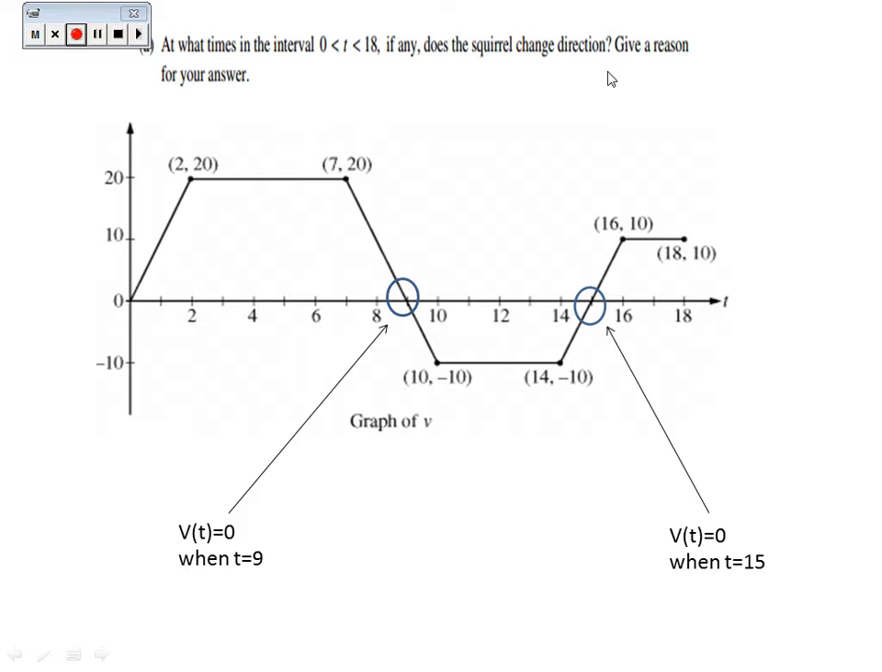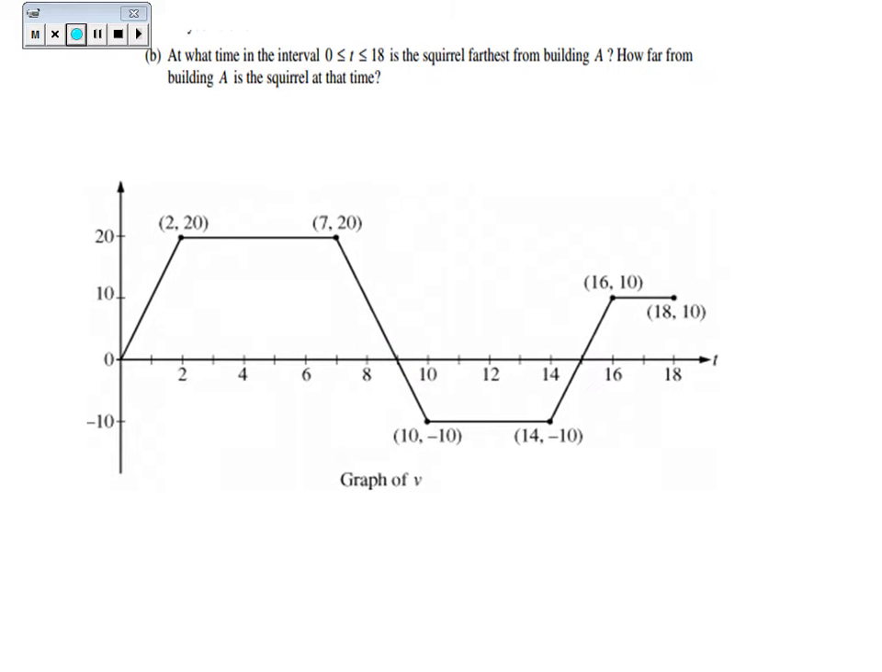When giving a reason for your answer on the free response form, you would word it basically how I just told you, which is that the velocity changes directions when it changes sign, which is when the velocity is equal to 0, and that occurs at t equals 9 and t equals 15.